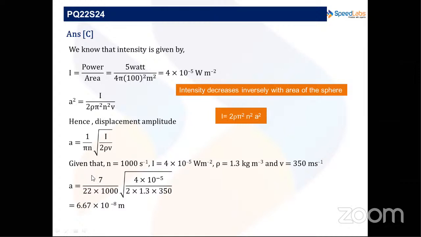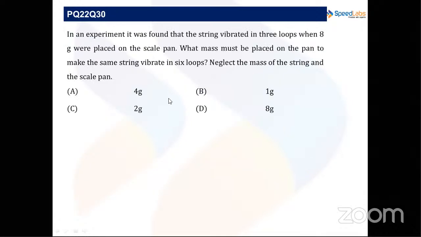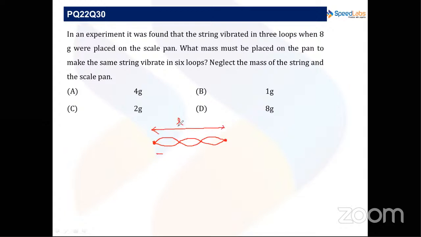In an experiment, it was found that the string vibrates in 3 loops when 8 grams were placed on the scale pan. What mass must be placed on the pan to make the same string vibrate in 6 loops? Neglect the mass of the string and the scale pan. So basically, it is vibrating in 3 loops. So here we can find the lambda. Let us say the length of this string is L. What can we write about L?